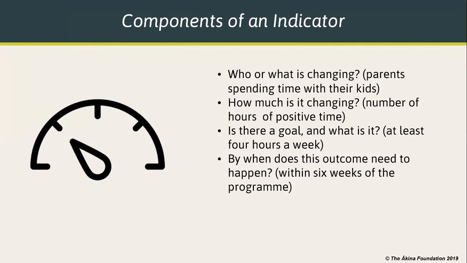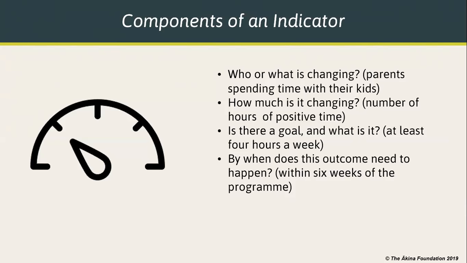So what are the components of a good indicator? Each indicator's got 4 parts to it. It's got the population, the target, the threshold, and the timeline. But you can forget about the jargon. Simply, for each indicator, you want to ask who or what is changing. For example, parents spending time with their kids. Who's changing there? It's the kids that are changing. The parents might also be changing in their confidence, but it's for the benefit of the children that the change is happening.